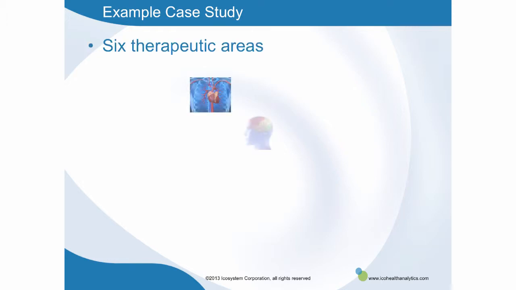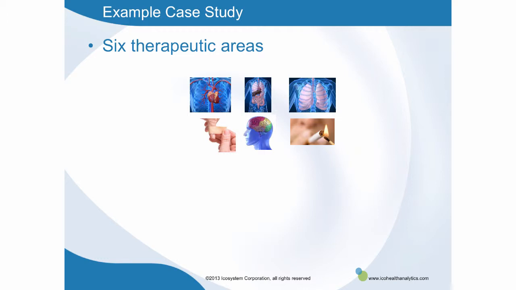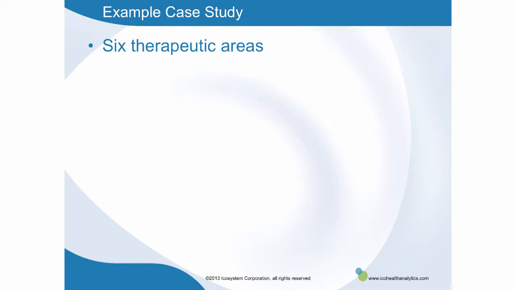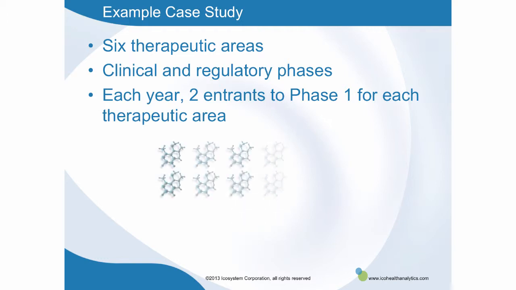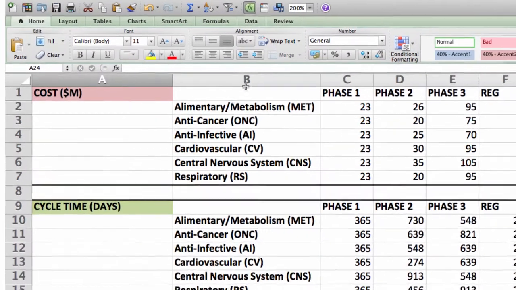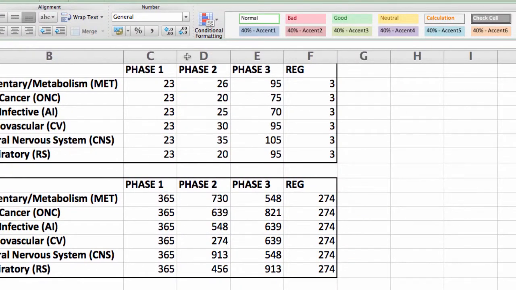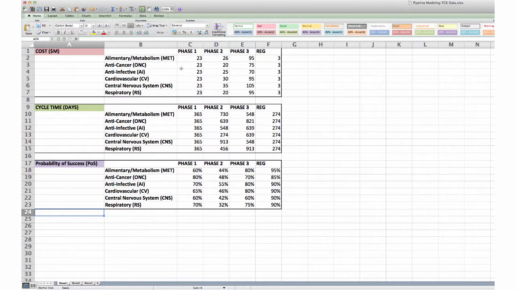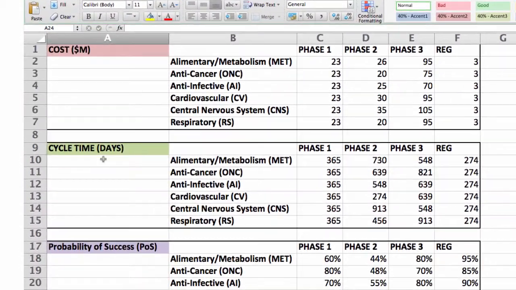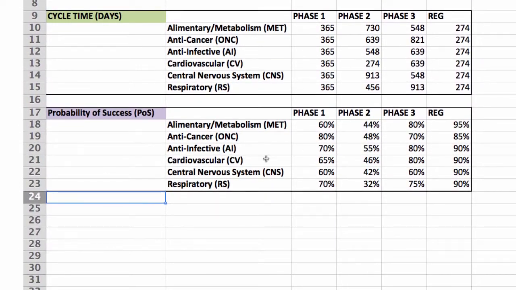Suppose your organization develops drugs in 6 different therapeutic areas and has some information about what it takes to develop an asset from each of these areas. For now, let's focus on the clinical and regulatory phases, abstracting away the preclinical process, and assume that each year 2 new drugs from each therapeutic area will reach phase 1, for a total of 12 phase 1 entrants per year. Here is an Excel file with the information we have about the therapeutic areas broken down by phase 1, 2, 3, and regulatory. For each of these phases and for each therapeutic area, we have cost in million, cycle time in days, and probability of success in percentages.